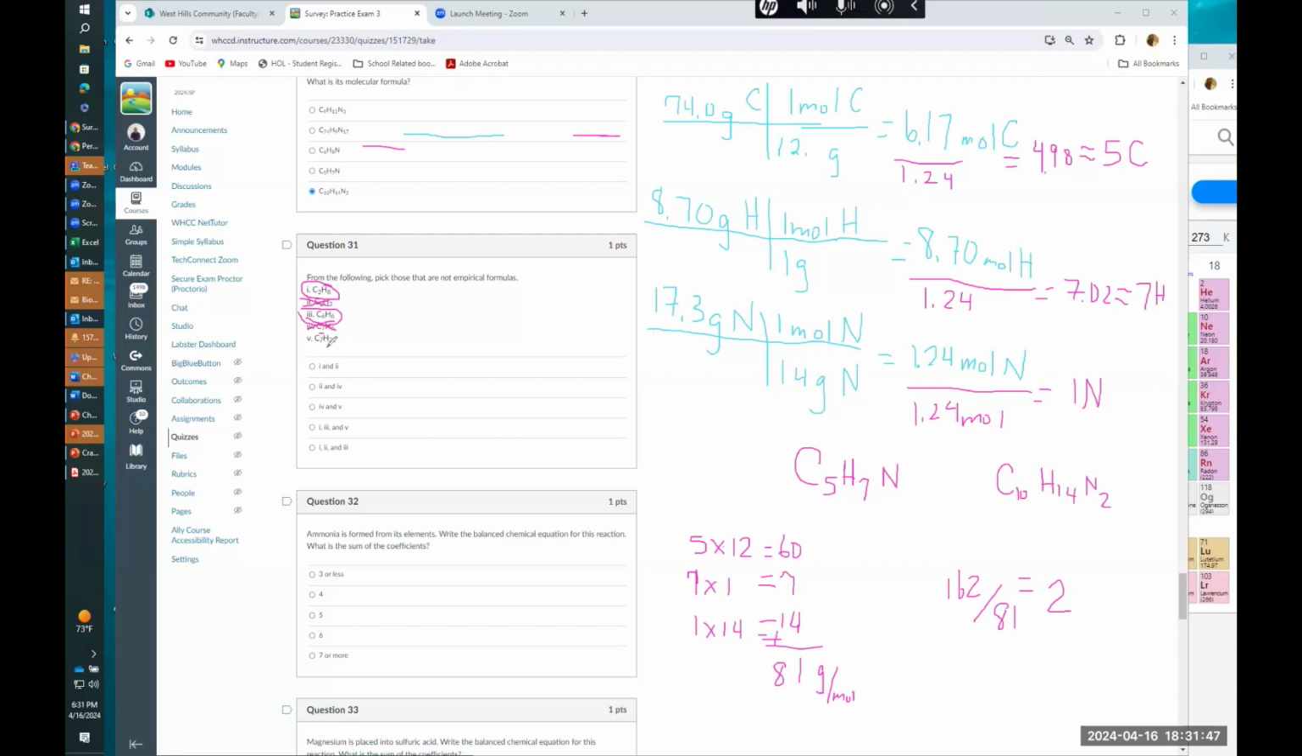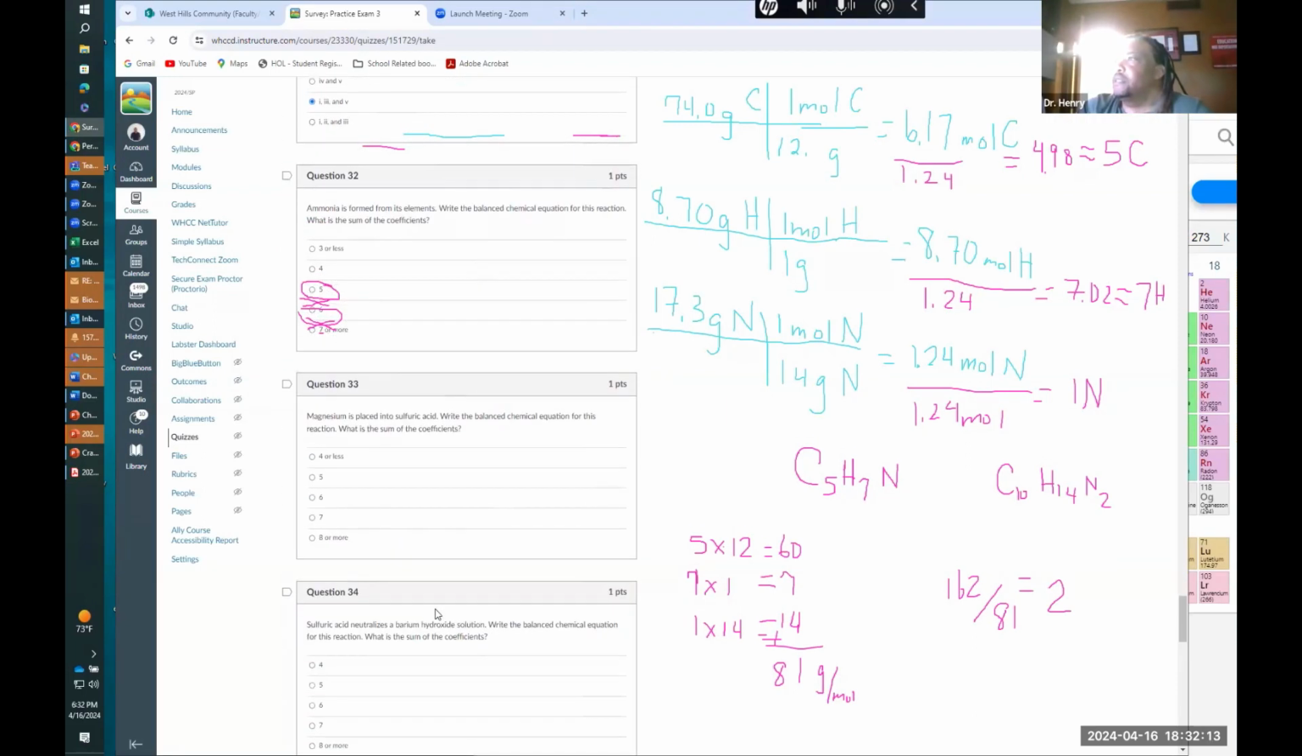Okay. What about number 5? It's a 7 and 7 and 21. What can I divide all of those numbers by? By 7. That's right. So then that one isn't an empirical formula. So then it's 1, 1, and 3. Okay. And the last one, I mean the second to the last, yeah.